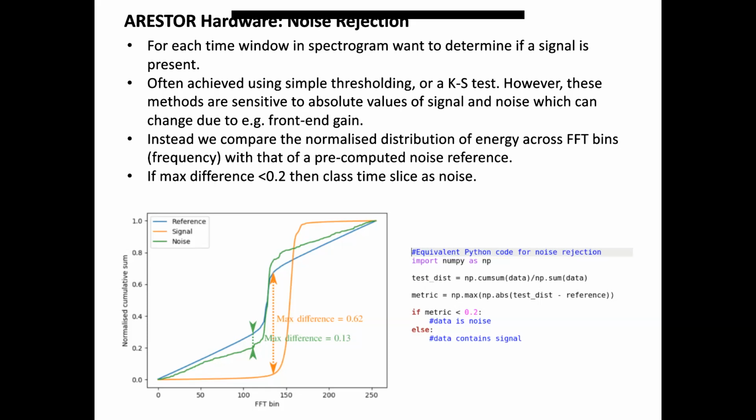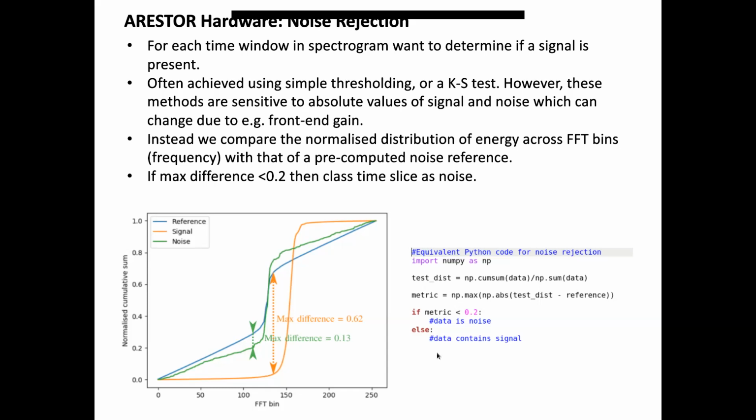But both of these methods are sensitive to the absolute values of the signal that's coming in and the absolute values of the noise. And obviously this can change as you change perhaps the front end that you have on your system. If you added an amplifier or something, then suddenly your noise rejection algorithm wouldn't work very well anymore. And so the method that we've come up with is that we compare the normalized distribution of energy across the FFT bins of the spectrogram data. And we compare that distribution to the distribution of a pre-computed noise reference.